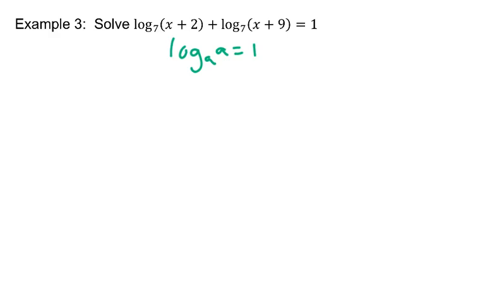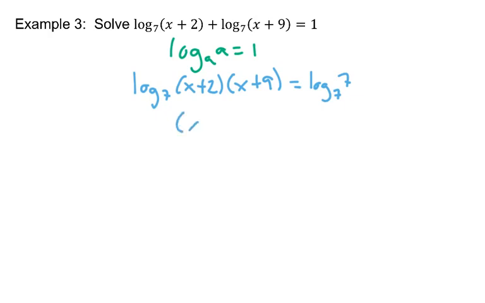What's the a? You match the base with the existing terms that you already have, so that's going to be a 7. On the left side, the logarithm of the product, let's go ahead and combine those. The sum of the logarithms, rather, becomes a logarithm of a product, so I can write that as a single logarithm like that. On the other side, replace the 1 with the log base 7 of 7, so that I've got a logarithm on each side. Set the quantities inside the logarithms equal to each other. X plus 2 times x plus 9 equals 7.